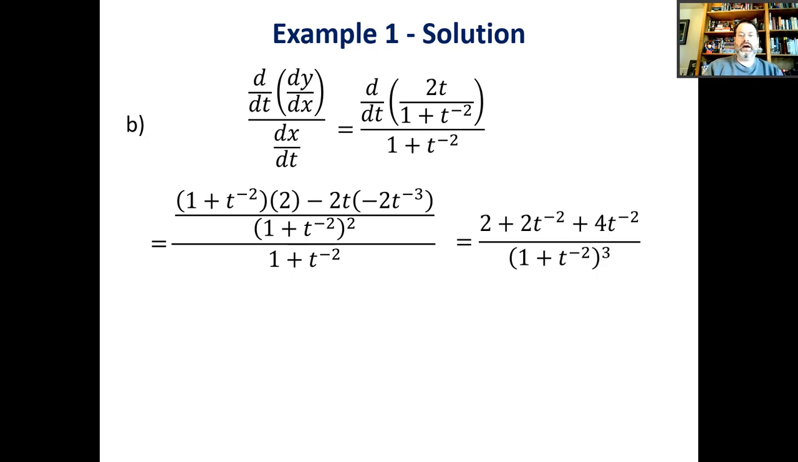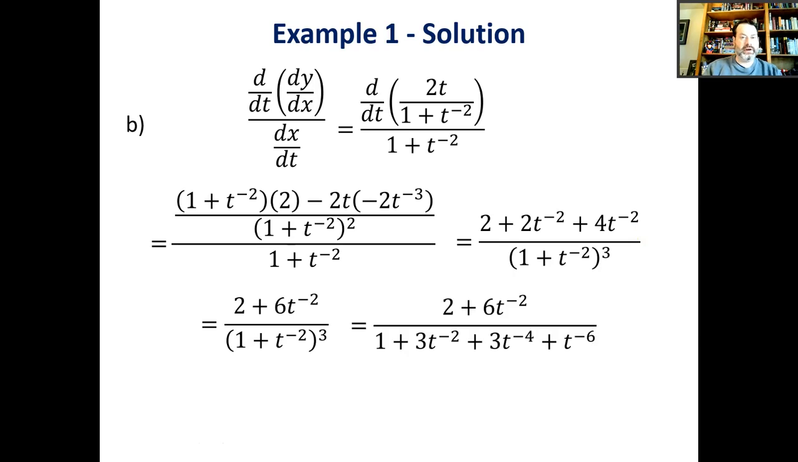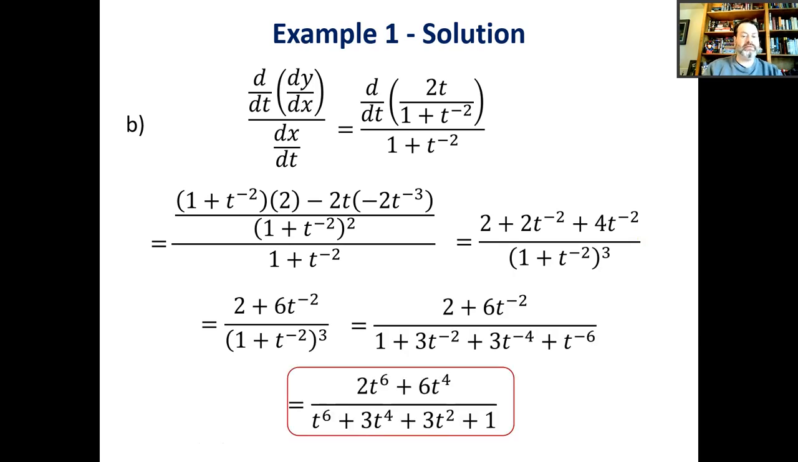And then I brought these denominators together because they're the same, so it just goes up a power. Simplified the numerator. Simplify the numerator one more step. Then I FOILed the denominator. And then I simplified by multiplying through by t to the 6th over t to the 6th. And it works out this real nice function here. Well, you might not think it's nice, but it works out really nice.